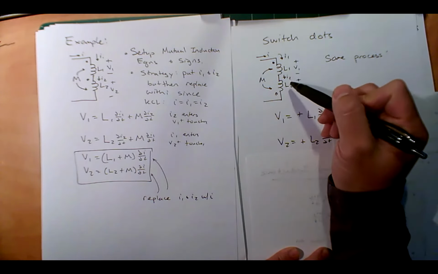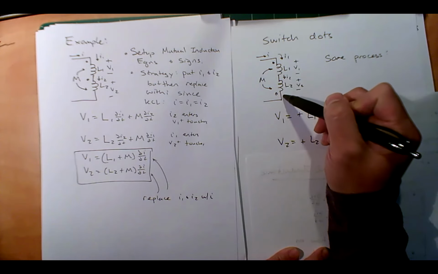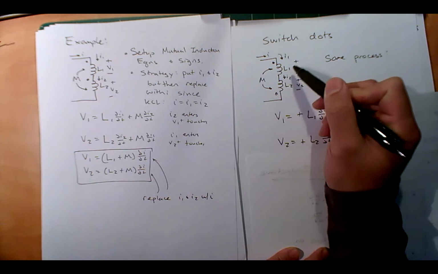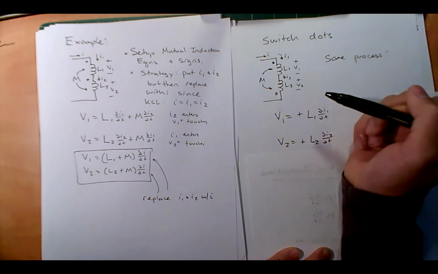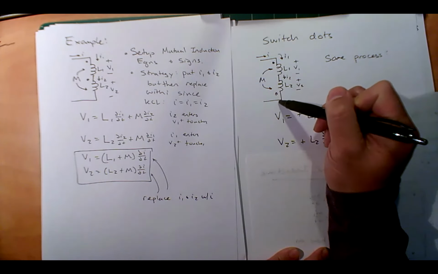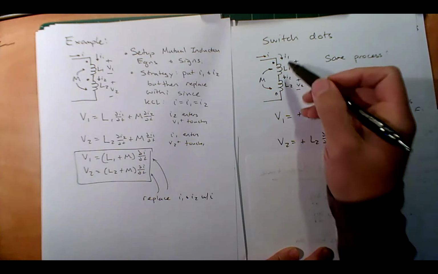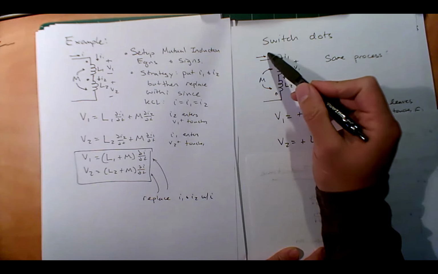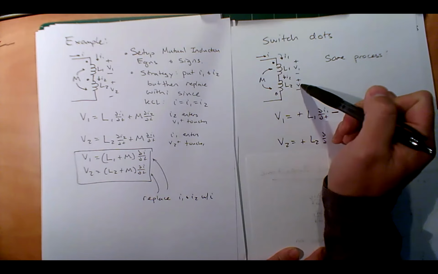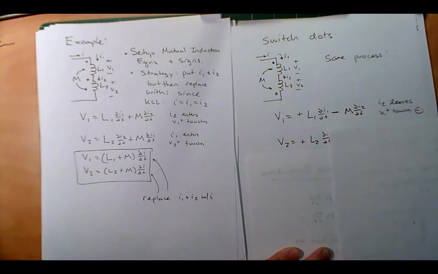And now we can look, okay, I2, what is it doing? It's leaving the dot and V1 positive is touching. Now it looks like a negative to me, right? I2 is leaving its dot. Okay, good. And what is I1 doing? I1 is entering the dot and V2 negative is touching the dot. That also looks like a negative.